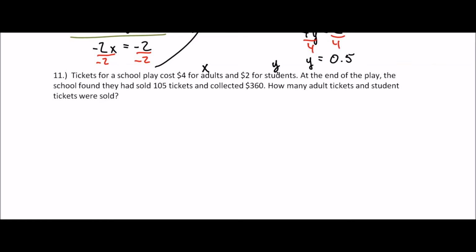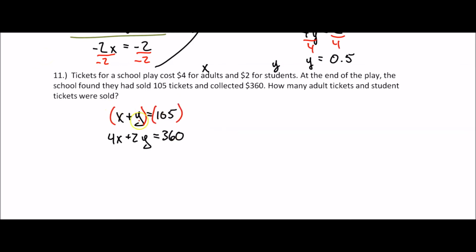They give me two pieces of information: the number of tickets sold. If X is the number of adult tickets and Y is the number of student tickets, X plus Y should equal the total number of tickets, which is 105. But then they also tell me about the cost of these tickets. It was $4 per adult plus $2 per student should equal the total cost, which is $360. And so now I have an equation. Each of them is lined up, so elimination would probably be the best route to go, although substitution would also be easy. I could solve that first equation for X or Y.